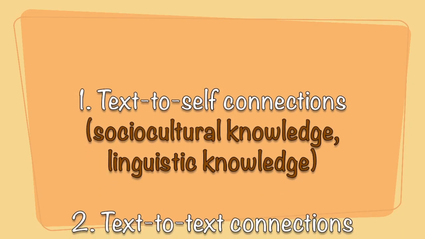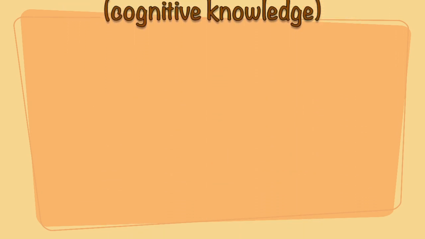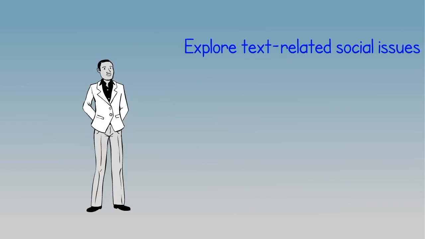Finally, the highest level of schematic connections is text-to-world connections. These are the connections that readers make between text and the bigger issues, events, or concerns of society and the world at large. This requires teachers to explore text-related issues in society or the world.